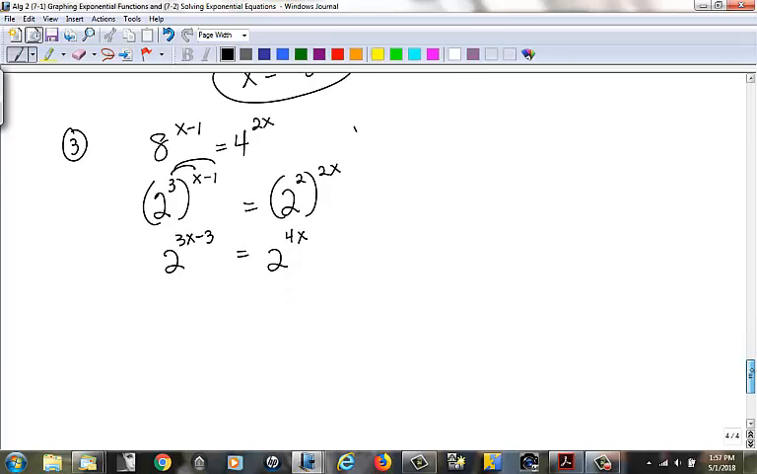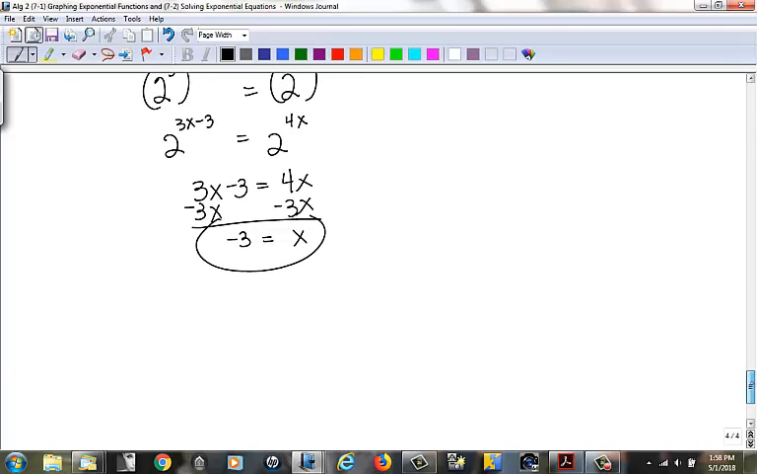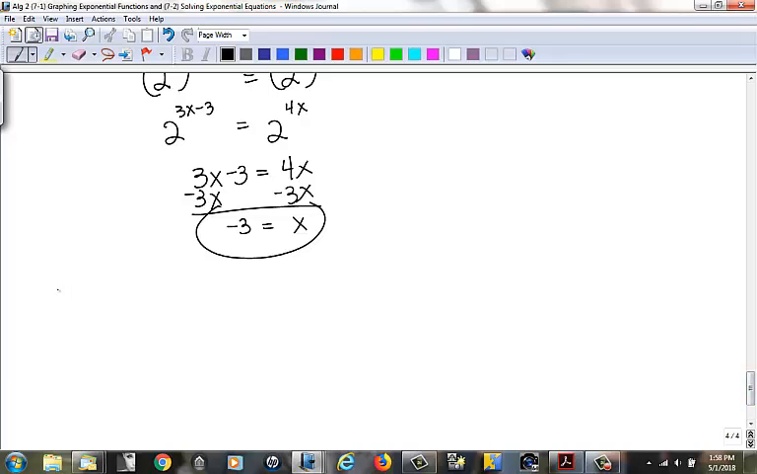The bases are the same. There's an equal sign in between, so set the exponents equal. Solve for x. I get negative 3 equals x. Okay, the last part is exponential inequalities.